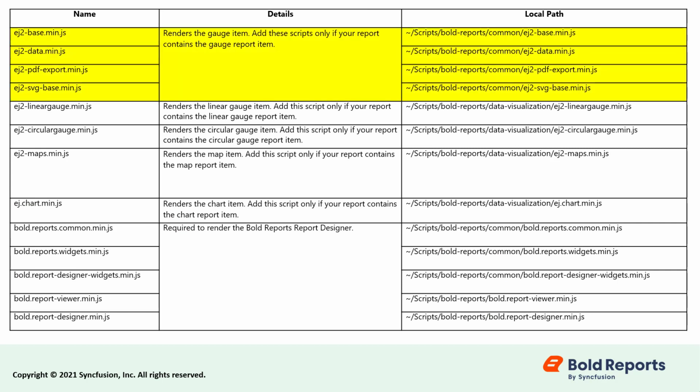EJ2base.min.js, EJ2data.min.js, EJ2pdfexport.min.js, and EJ2svgbase.min.js are used to render the gauge item.